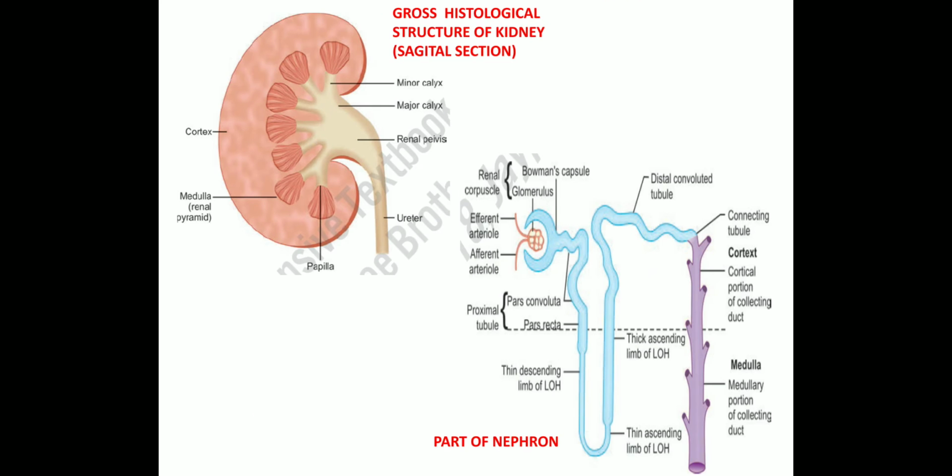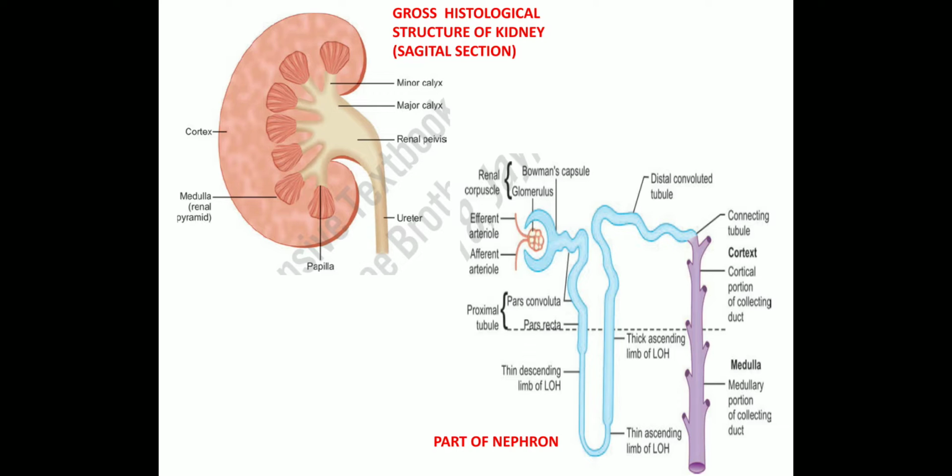Now we'll be coming to the gross structure. We will discuss the gross structure of the kidney, then the filtration membrane, basically the glomerular membrane, and we'll also discuss the histological aspects, and then the renin-angiotensin system. So this is all about it. Today I'll be discussing these topics.